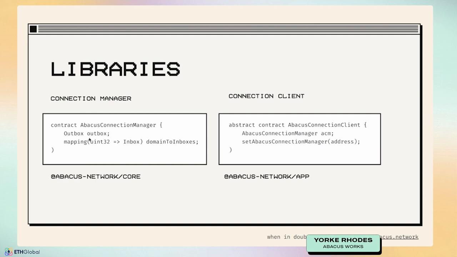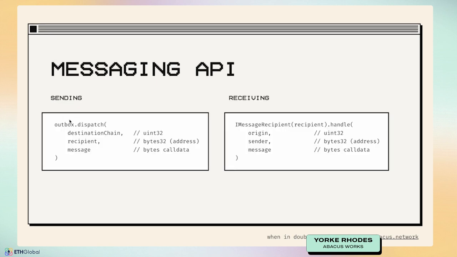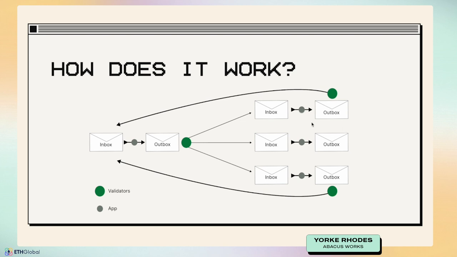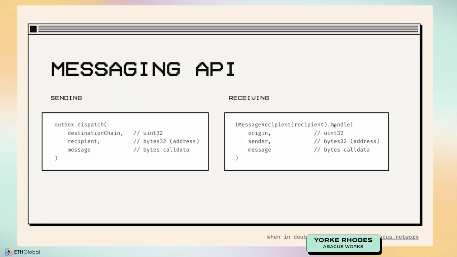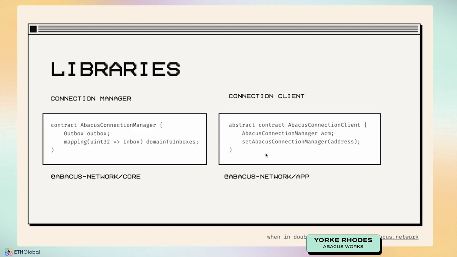Basically, the general idea here is you need to know what addresses you're actually interfacing with to dispatch mail and to receive mail. It's worth noting here that you don't want any contract to be able to call your handle function, because then anyone could spoof a cross-chain message from your contracts. So you want to limit access control to your handle function to only inboxes that are registered in the Abacus Core protocol.